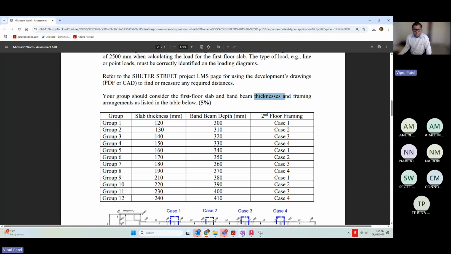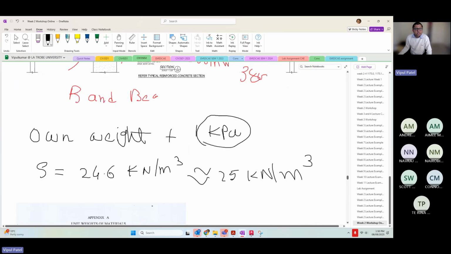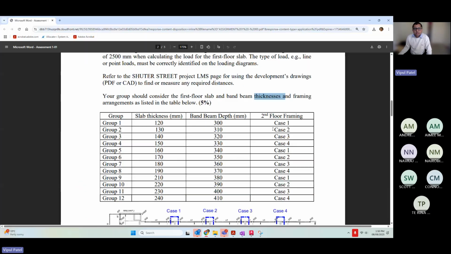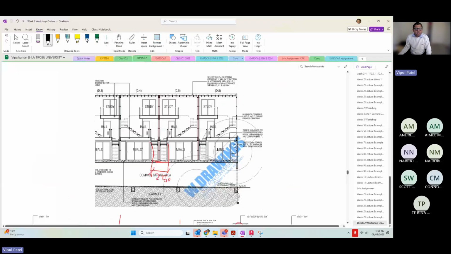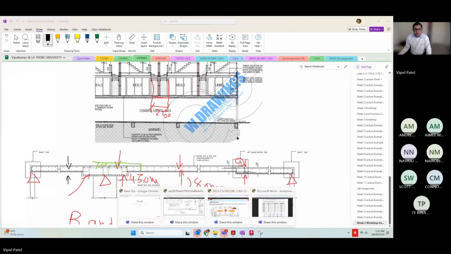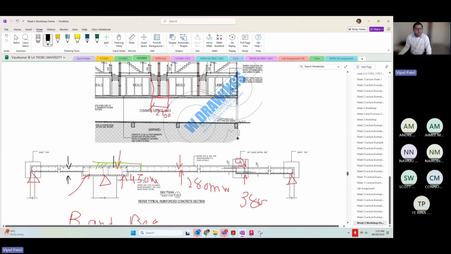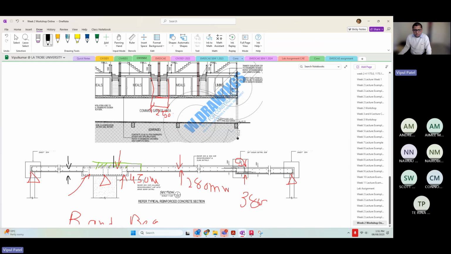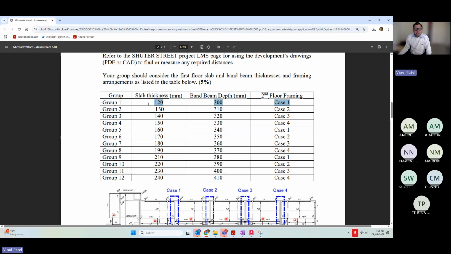Band beam thickness, yes. I think I mentioned that thickness before we started even the examples. So that was 450 thickness, the same thickness. You can use the framing arrangement as shown in the table below. So group number 1, slab thickness 120, band beam thickness is 300. So group 1 needs to take 120 here. Band beam thickness is 300. So for this band beam thickness, instead of 450, instead of 280, you take 300. And then case number 1, yes, so 120 and 300.